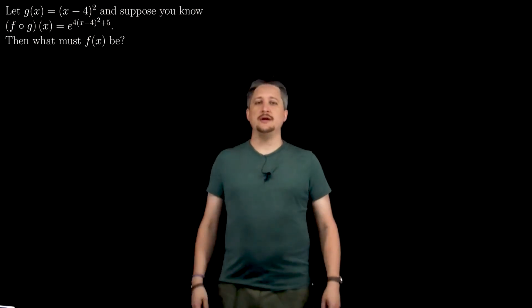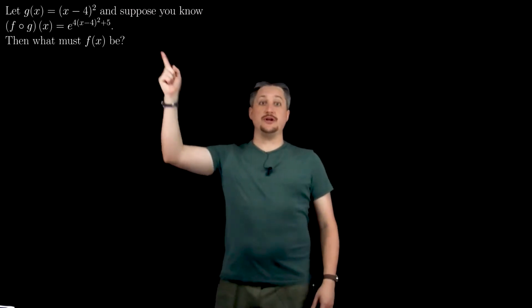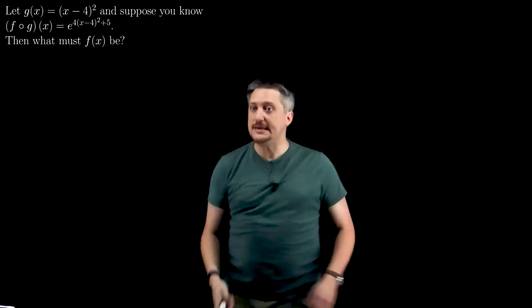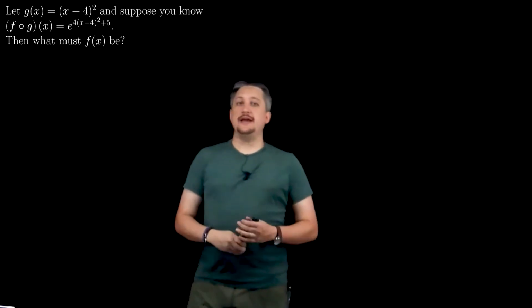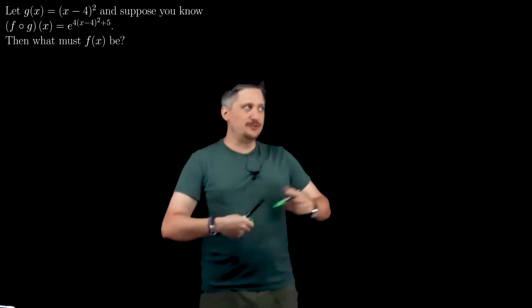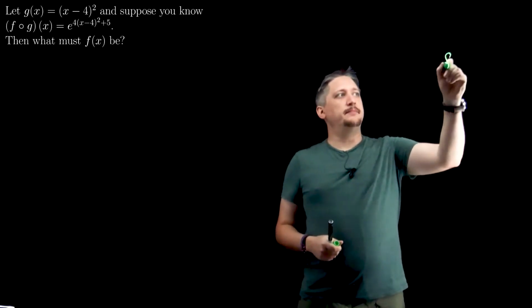Hello. So in this video, we are doing composition. We're doing it a little weirdly, right? So we know f of g of x and we know g of x. We want to know f of x. So normally, right, we start with some f of x.